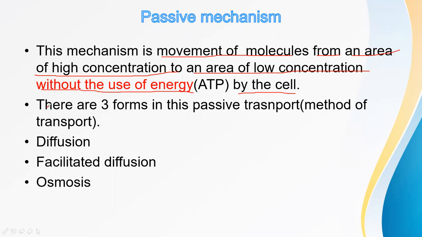Well, this passive mechanism has three forms. One is diffusion, the second one is facilitated diffusion, and the third one is osmosis. Diffusion, facilitated diffusion, osmosis. These are the three forms of passive transport. Well, let's have a look at diffusion.